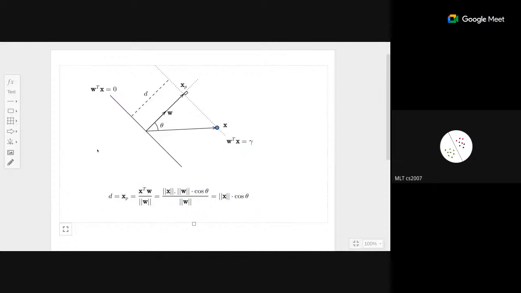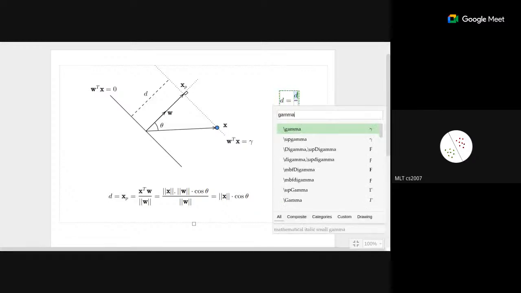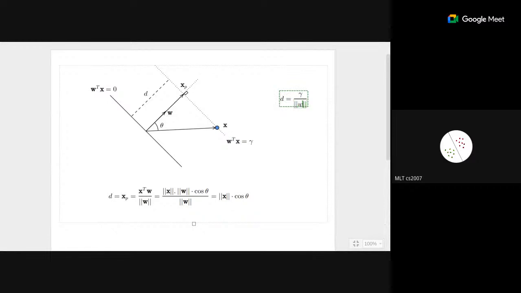Now what we are doing is this is the gamma part, right? Now X transpose W is what for this particular point? The point X lies on the line, W transpose X equal to gamma. So what will be the value of X transpose W? It will be gamma, right? So I can replace, and say that D is equal to gamma by norm W. Can I say that? The distance between these two lines is gamma by norm W.